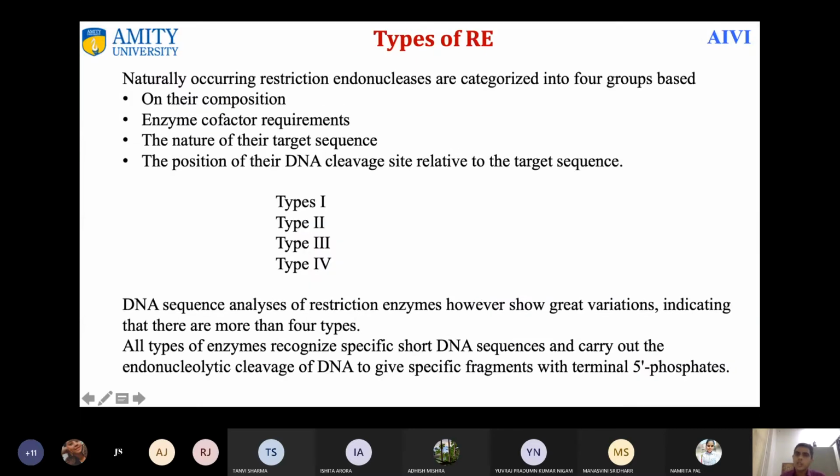So now comes the type of restriction enzyme. We mentioned that this is the restriction site where your restriction enzyme is going to bind and produce a cut. But where are they going to produce a cut? So I'm writing the sequence that I wrote in the previous slide.